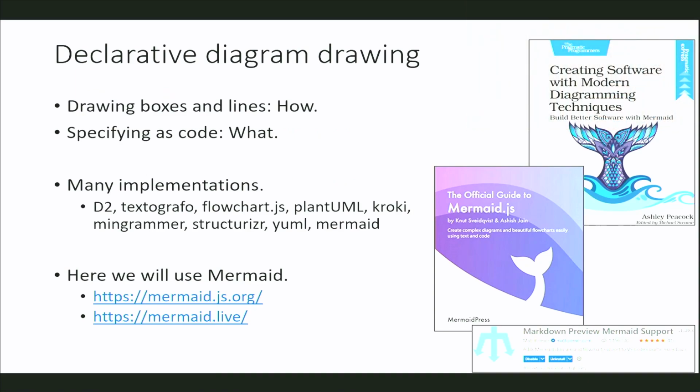So declarative diagramming is a bit different. You don't draw the boxes and lines, which is the how things should be drawn. You specify it as code, which means you specify what needs to be done, not necessarily whether the boxes have a yellow background, whether the arrow needs to go left or right of another box, where things need to appear on the canvas. So I think that's really declarative instead of a more imperative way of drawing boxes and arrows.